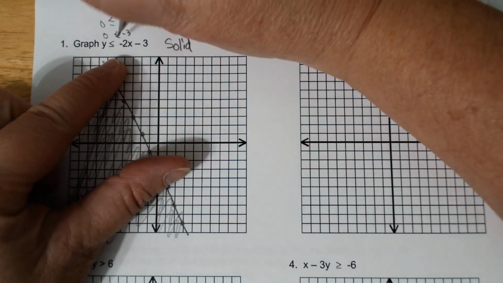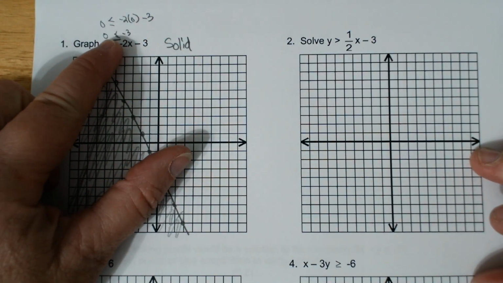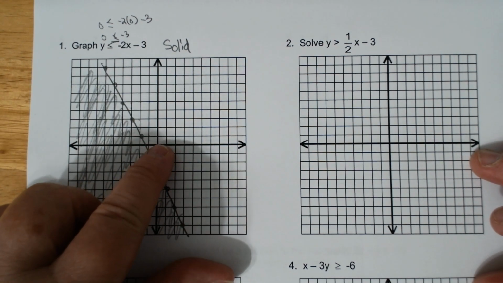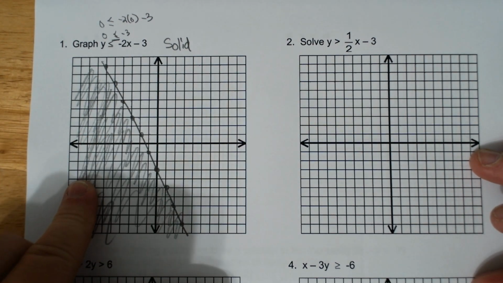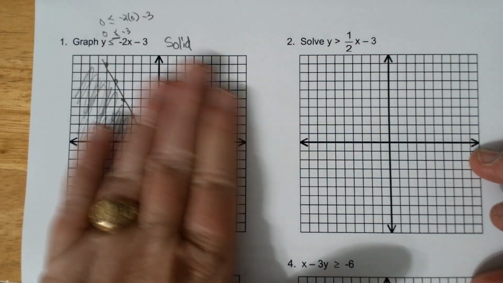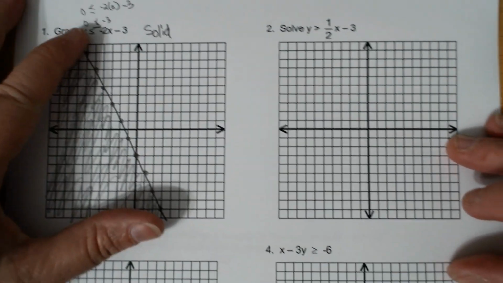So when you come up with a false answer for the test point, you go across the line and color. If it was a yes, then you would color on that side. Okay, let's try again.